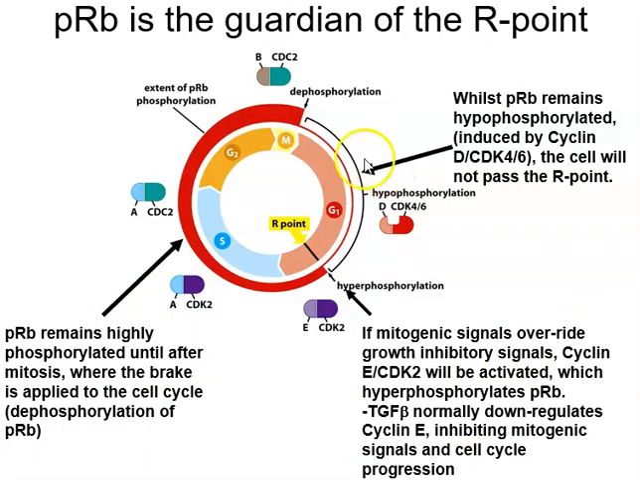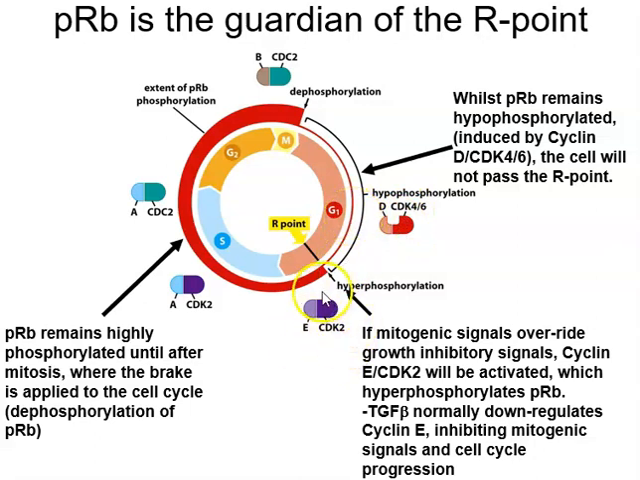And this is shown here. This is the cell cycle, and around the outside is a circle which illustrates the degree of phosphorylation of the retinoblastoma protein. And the retinoblastoma protein is called the guardian of the R point. You need to phosphorylate retinoblastoma protein to progress from G1 into S phase. So throughout G1, retinoblastoma protein is unphosphorylated and then hypophosphorylated, so low levels of phosphates are tagged on by cyclin D bound to CDK4 and 6, and CDK4 and 6 do that phosphorylation.